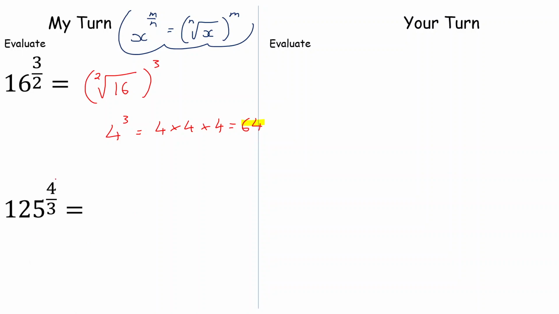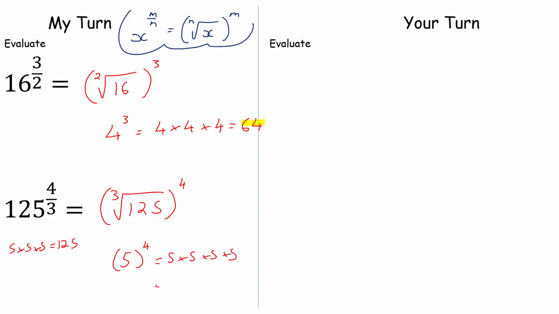Good. The bottom one, again, you've got a fractional power, which again, straight away means you're going to be rooting your number, which is 125. The root that you take is the denominator of the fraction. Okay, so the cube root, and you're raising that all to the power of the numerator, which is 4. Now, the cube root of 125 is actually equal to 5, because 5 times 5 times 5 gives you 125. And you're putting 5 to the power of 4, which now means 5 times 5 times 5 times 5, 4 times, which if you do that, you're going to get an answer of 625. And that is your answer for this one, okay?